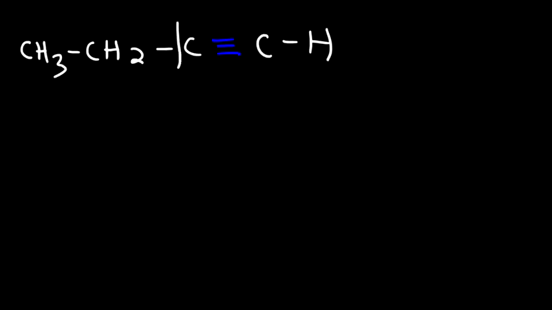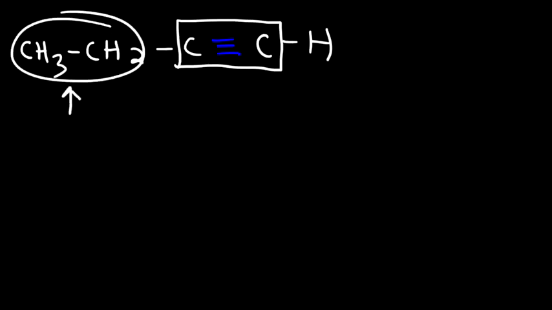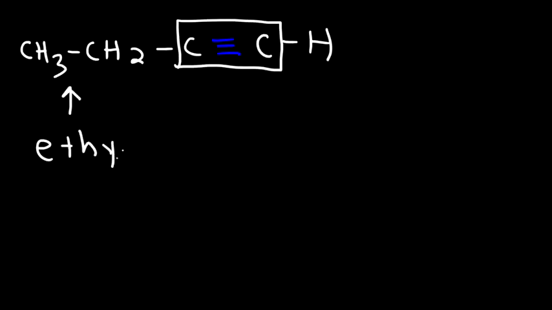Now what is the common name of this particular alkyne? So we can see that we have our acetylene group, and this is an ethyl group attached to it. So the common name is going to be ethyl acetylene. And so that's it for this example.